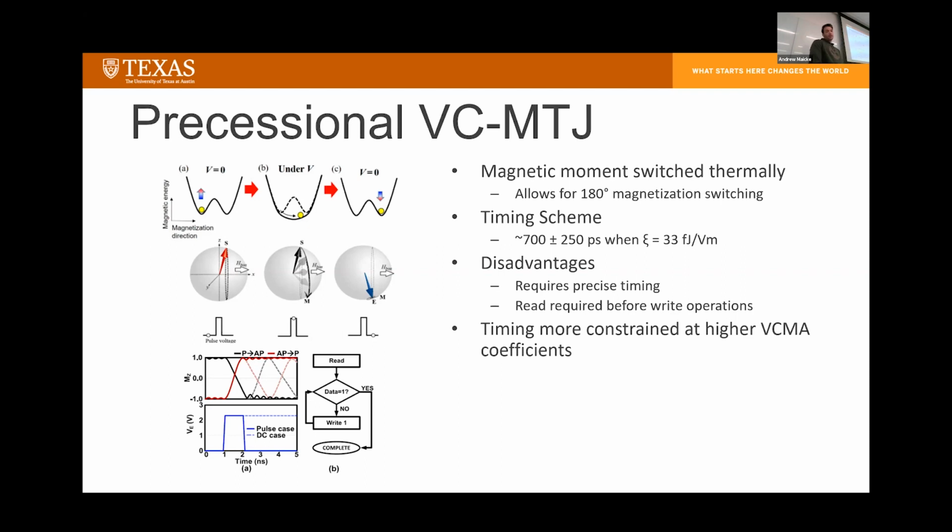And with higher VCMA coefficients, the pulse timing is a lot more constrained. That's mainly because a higher VCMA coefficient means it's more susceptible to the anisotropy, which means the moment will change quicker. Because of that, you have to have a shorter pulse width so that it can switch and not come back to the original state.